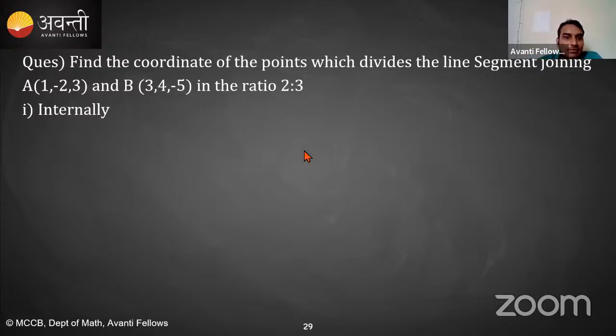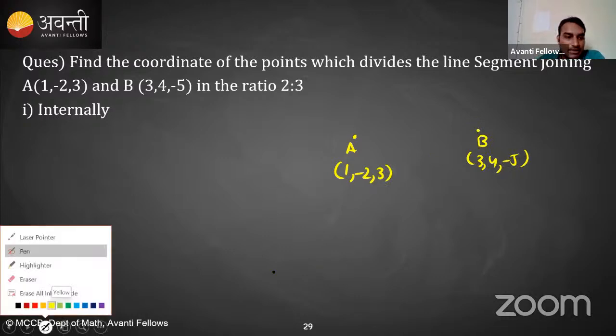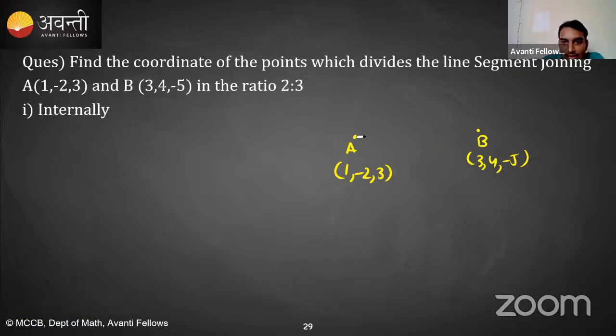The question is very easy. We just have to apply the section formula. Let's suppose this is point A, which is (1, -2, 3), and point B is (3, 4, -5). This is AB. Let's suppose point P divides AB in the ratio 2:3.